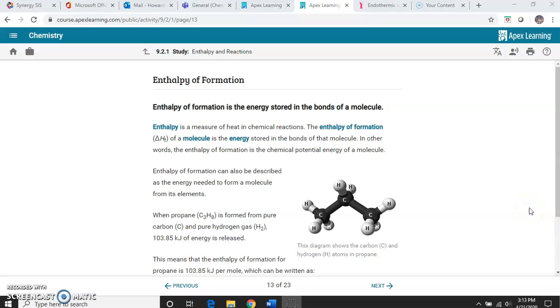Well, welcome back for part 2 of this week's Apex lesson. We're still in enthalpy and reactions, and today we're going to talk a little bit more about graphs and numbers of using enthalpy, which is just a measure of the heat in chemical reactions. Okay, and so remember, whenever you see the change, or that triangle, that just means change of it.